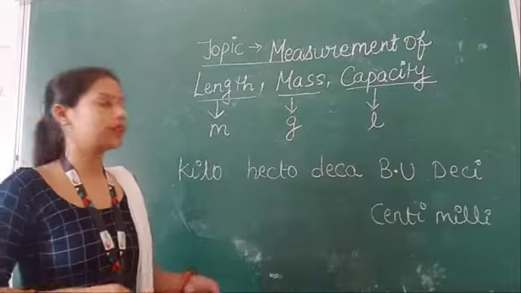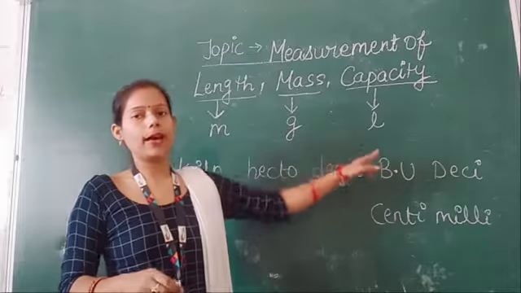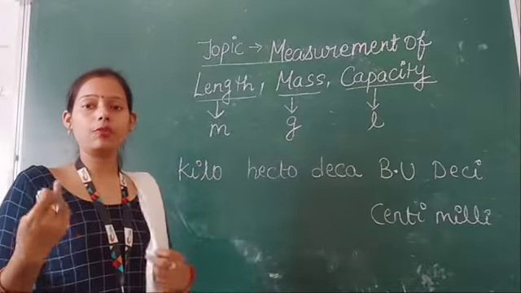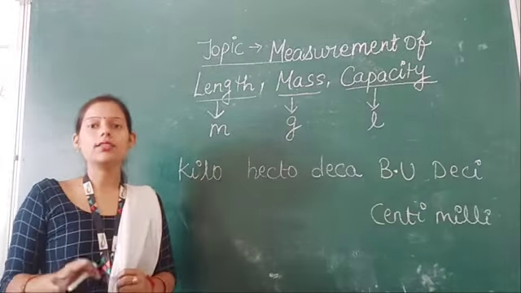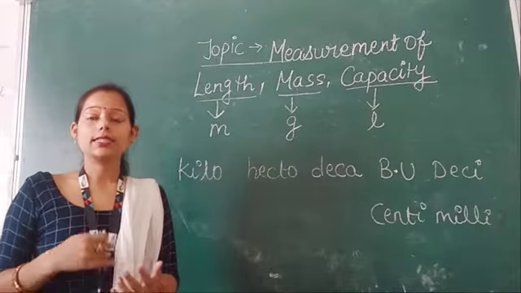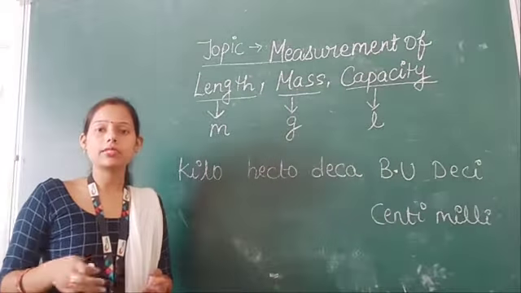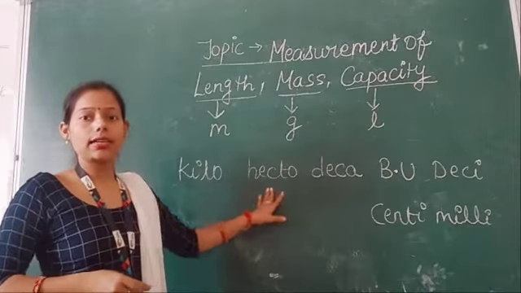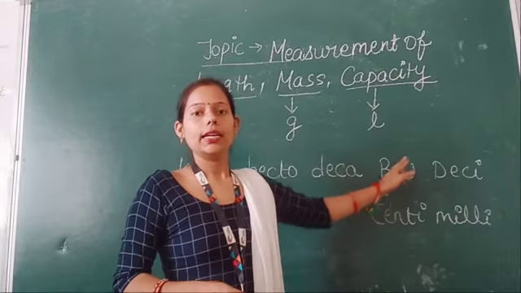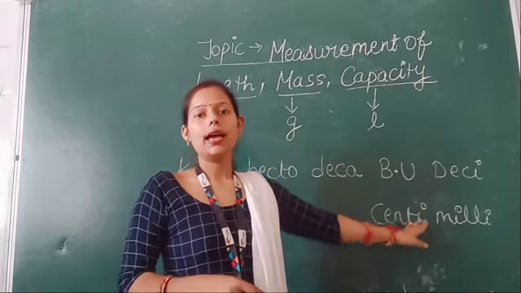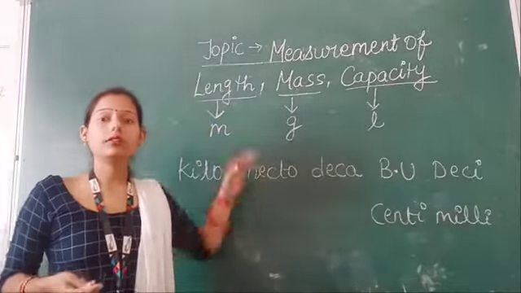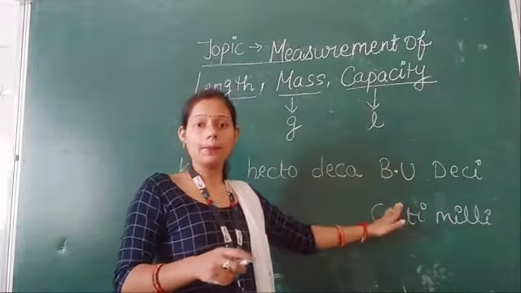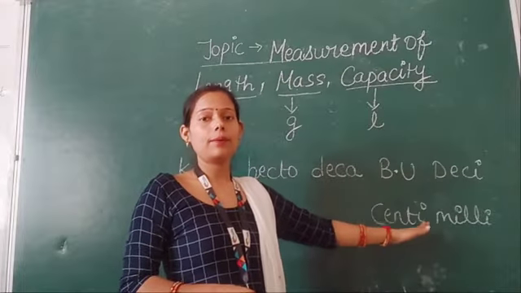Deci, centi, milli. So class, there are 1, 2, 3, 4, 5, 6, 7 units. In total we have 7 units for measuring any length, mass or capacity. If we are considering length, the basic unit of length is meter. So here: kilometer, hectometer, decameter, meter, decimeter, centimeter and millimeter. If we are talking about gram: kilogram, hectogram, decagram, gram, decigram, centigram, milligram.